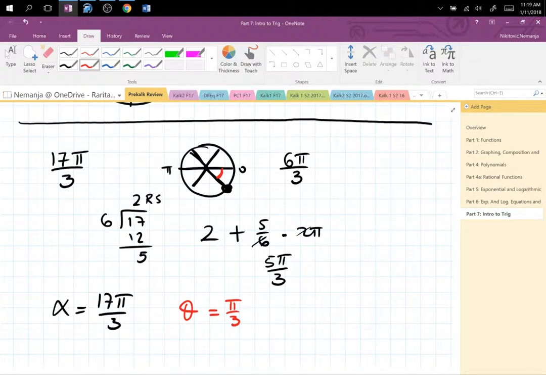5 over 6 is the remainder when we divided the 17 by 6. So that's what we have.